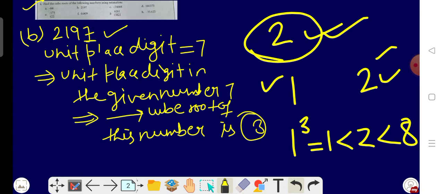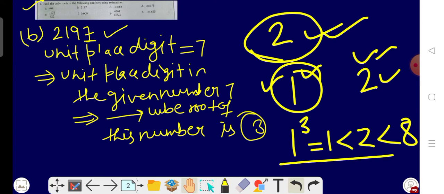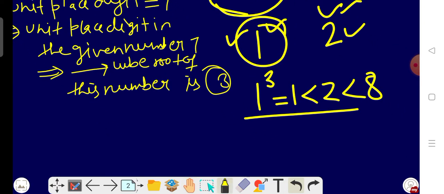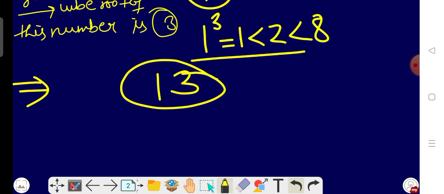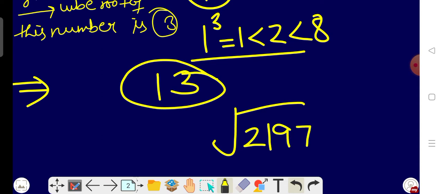After doing this, we have to choose the smaller number. What is the smaller number between 1 and 2? 1 is smaller. This implies 3 is our unit place digit and 1 is our tens place digit. So 13 is our required answer, and you can say that the cube root of 2197 is equal to 13.